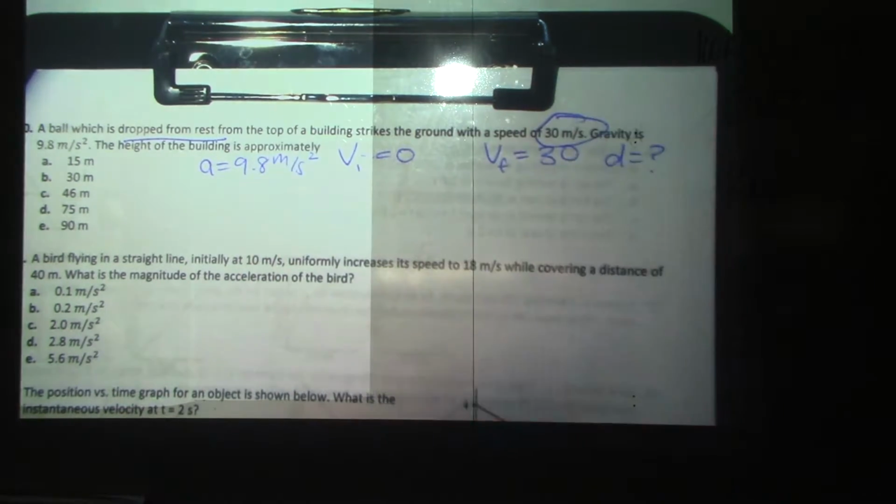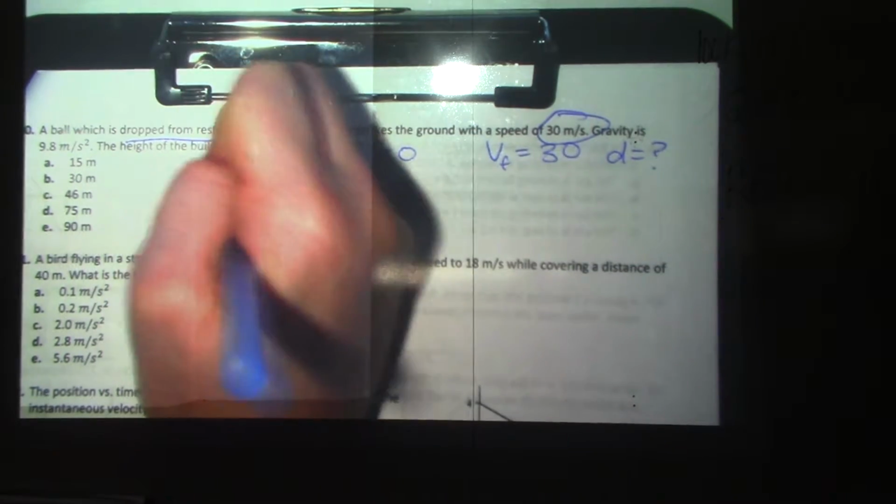Number 10, we've got a ball that's dropped from rest from the top of a building, strikes the ground with a speed of 30. Gravity is this acceleration. What is the height? So if we are dropping from rest, my initial velocity would be 0. This speed is what it's hitting the ground with, so that would be my final velocity after it's accelerated. This right here is my acceleration, because it says meters per second squared, and I'm looking for the height. Height would be like your distance traveled, measured in meters, so distance is my unknown. So if I have a, Vi, Vf, and distance, the equation that has those 4 letters is our last one.